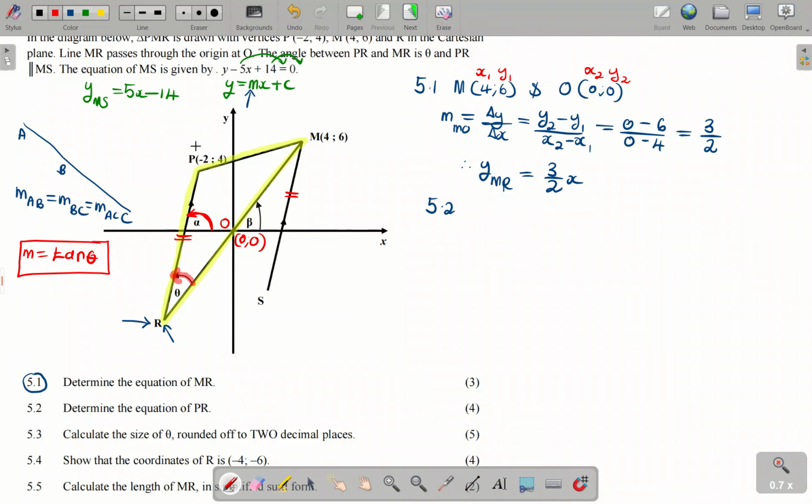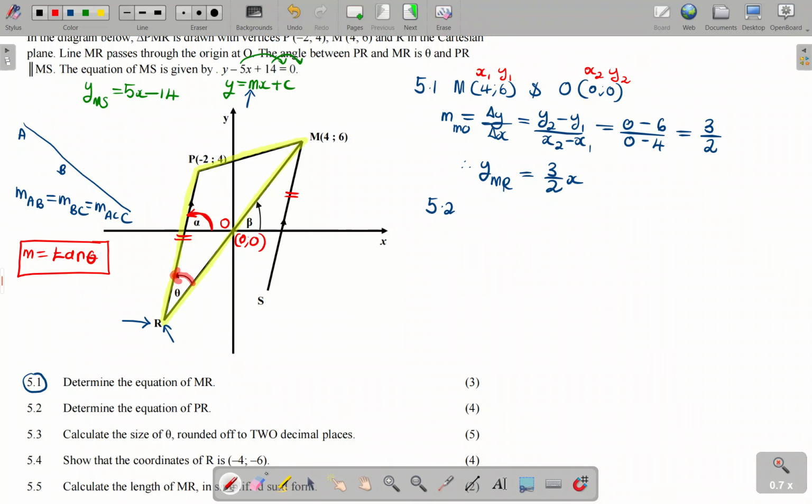This is the angle formed between the angle of inclination, this line, and the horizontal line, which is the x-axis. So now we need to find the equation of PR there.